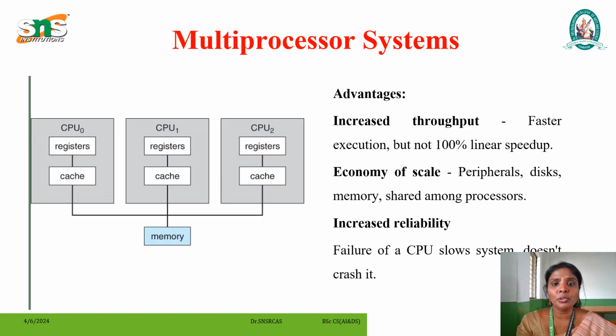Multiprocessor systems have two or more processors in close communication, sharing the computer bus and sometimes the clock, memory and peripheral devices. The advantages of multiprocessor systems are, first, increased throughput: faster execution, but not 100% linear speed up. Next is the economy of scale: peripheral disk memory is shared among processors. Then increased reliability: failure of a CPU slows the system but does not crash it. Redundant processing provides a system of checks and balances, as used by NASA.